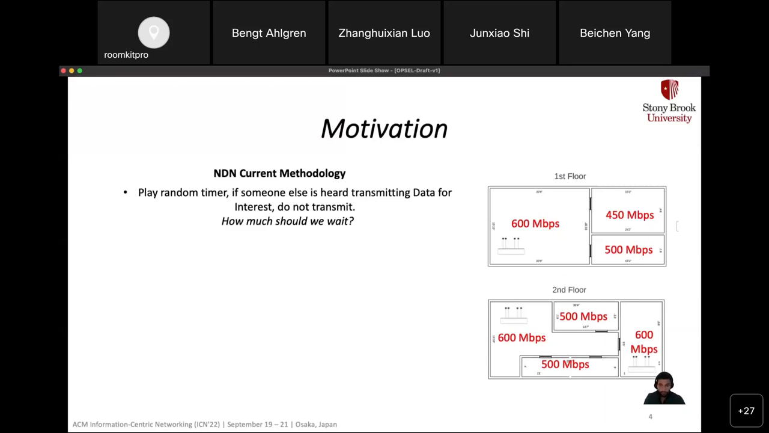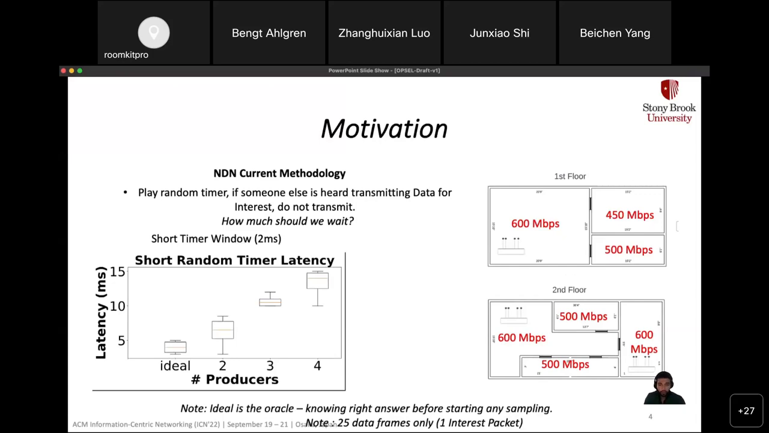So we try two different approaches. One is a short timer window, just a random variation from 0 to 2 milliseconds. What we can see is that the ideal is an oracle knowing the right answer before starting any sampling. And we're only sending 20 data frames as a response to the interest packet. As we can see, the ideal is usually below 5 milliseconds.